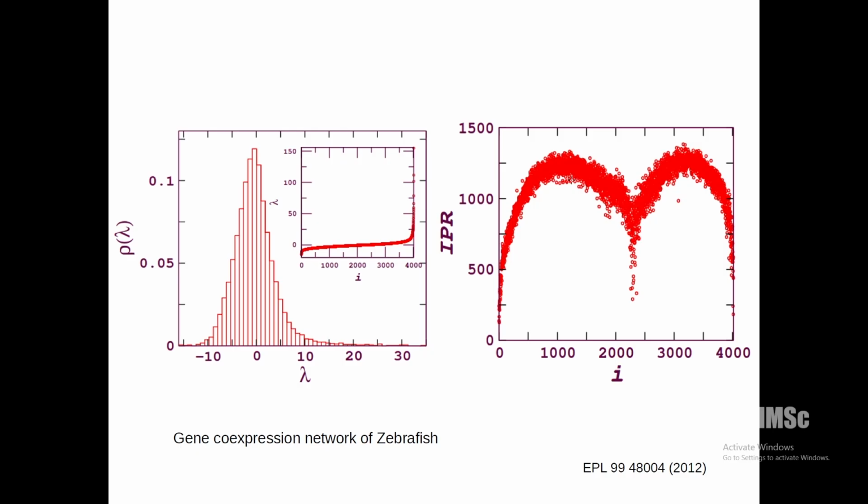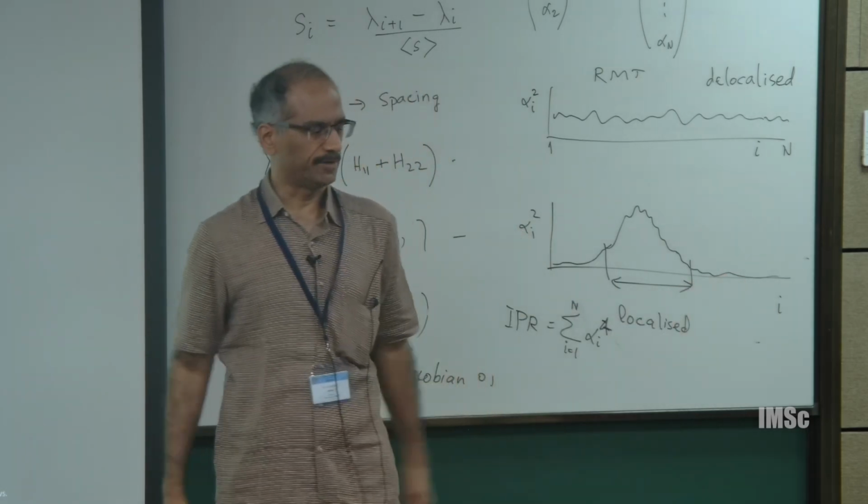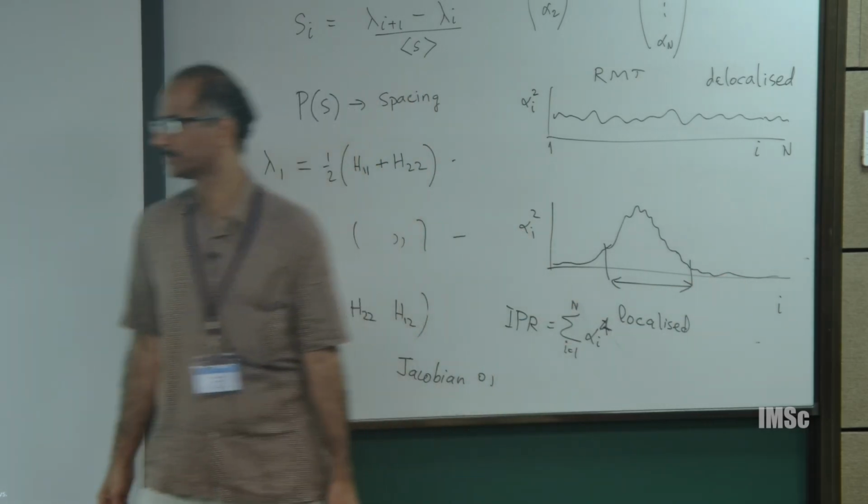So if the IPR is tending towards 0, I can assume it's delocalized. Everything is homogeneous. Everything contributes.